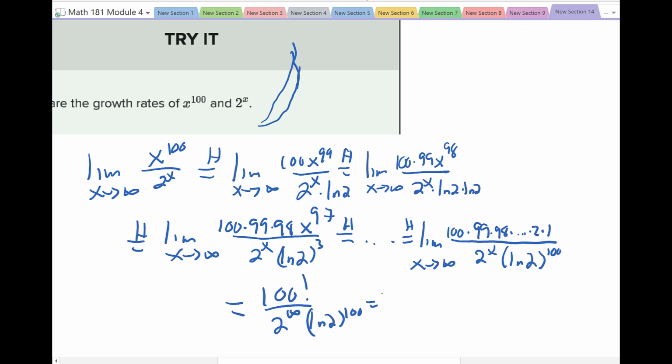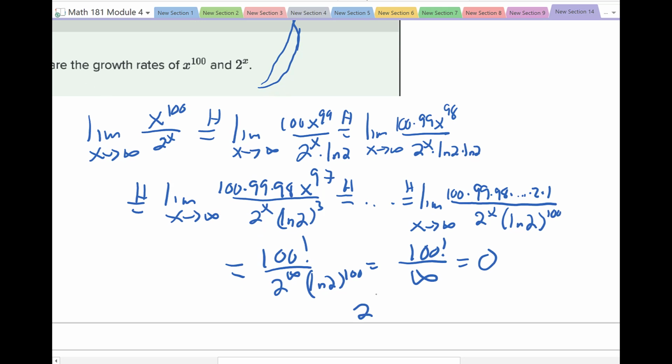And I think it's clear to see at that point that the denominator is going towards infinity and the numerator is not. Even 100 factorial is nothing compared to this infinity, so that's going to be 0. So 2 to the x grows faster.